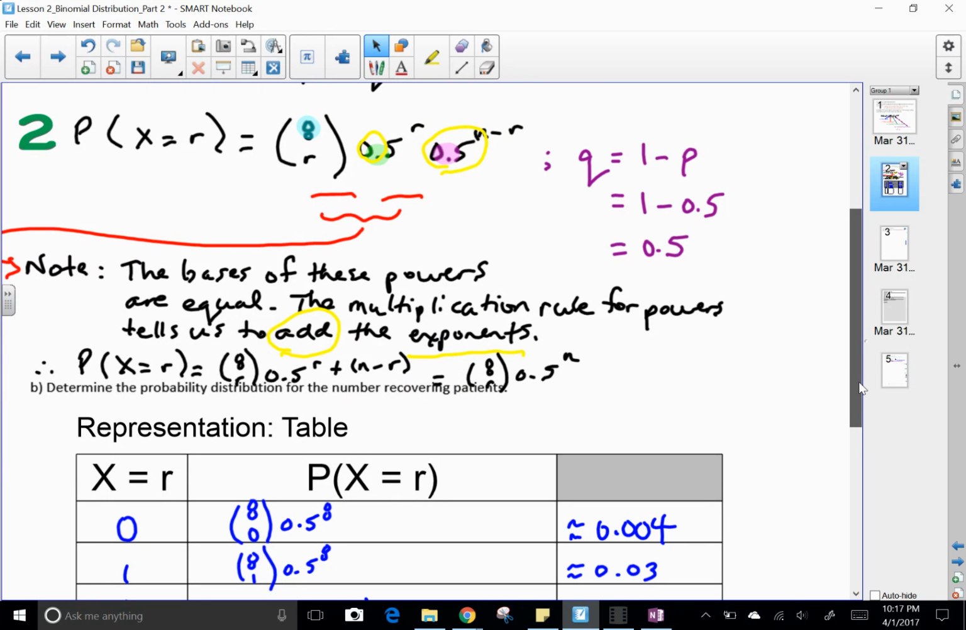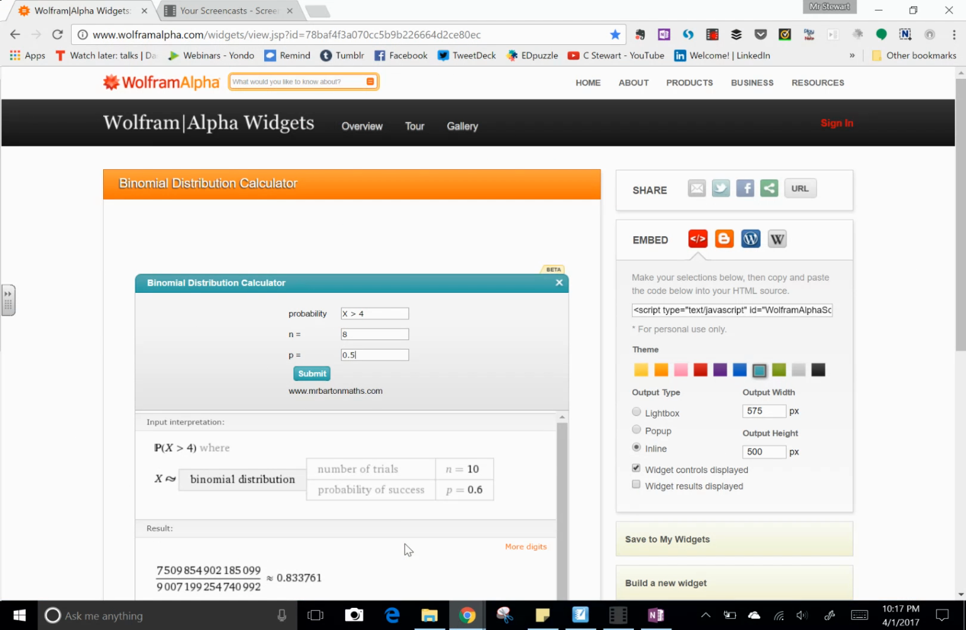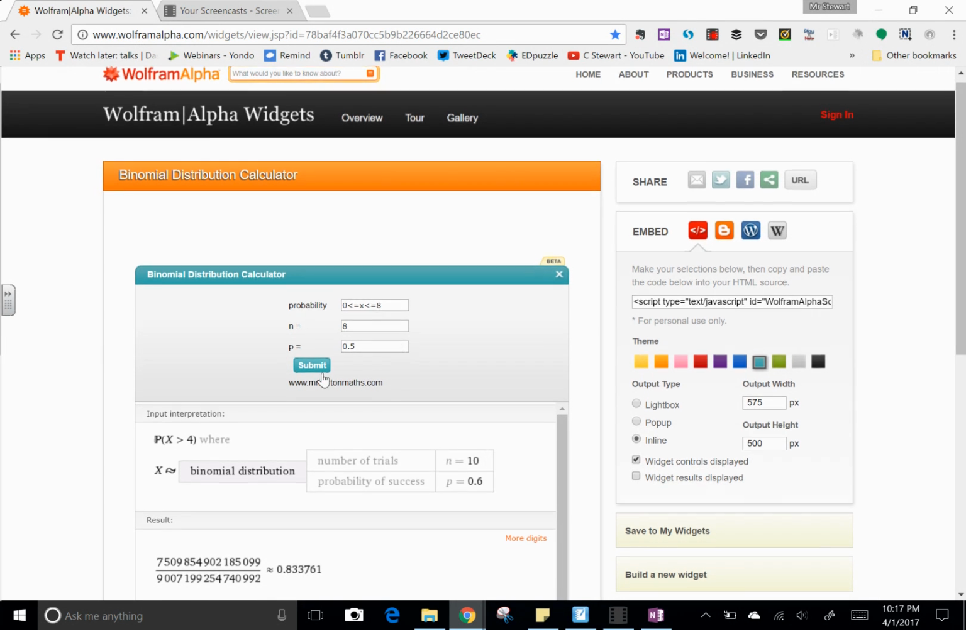So what we'll do is we want to include all patients, or all cases. If we're going to include all cases, we have to indicate that by a particular range. So we'll say 0, which is the least number of successes, is less than or equal to x, which is less than or equal to 8. So it means that the number of successes is between 0 and 8, and with the equal signs, it also includes them. So let's submit that information.